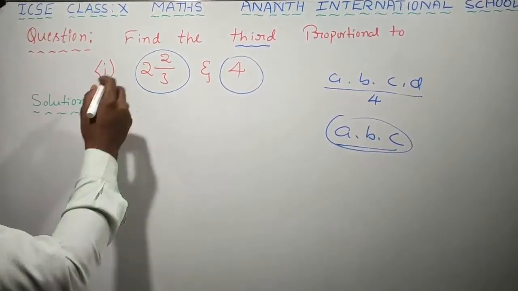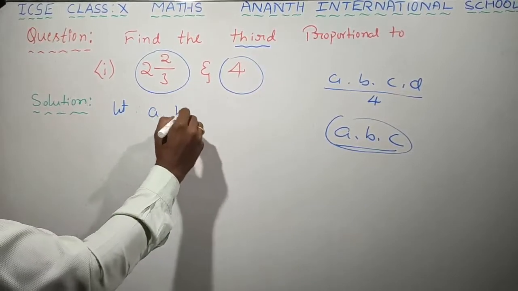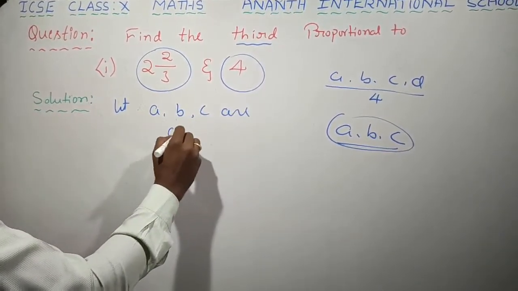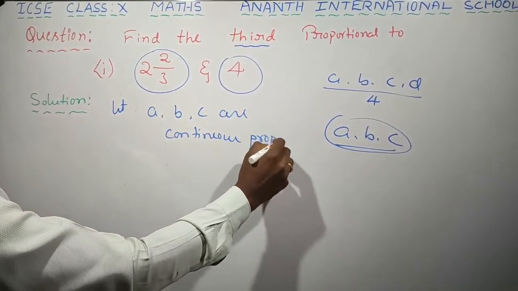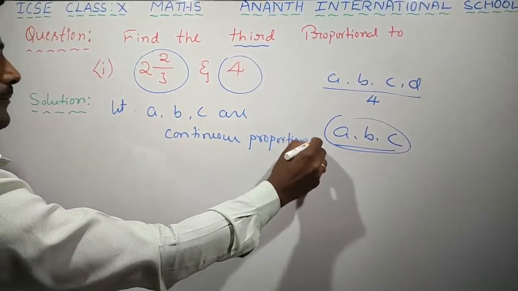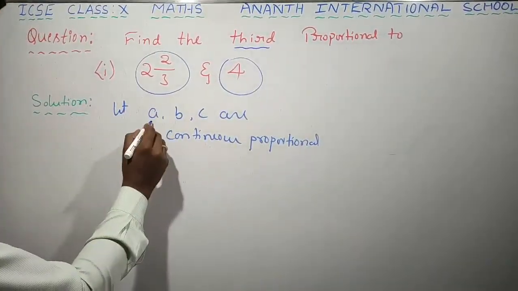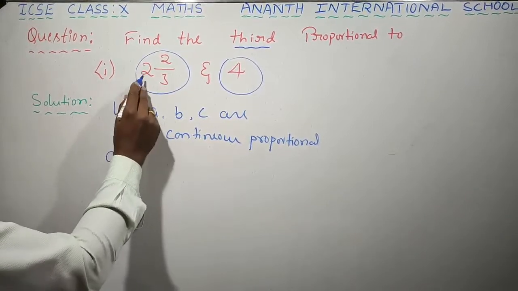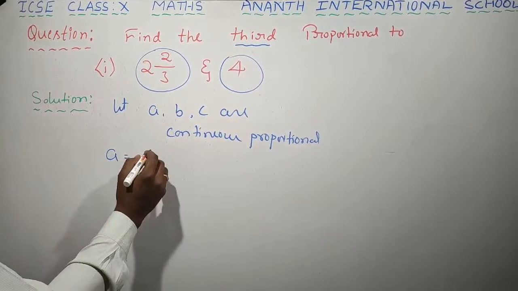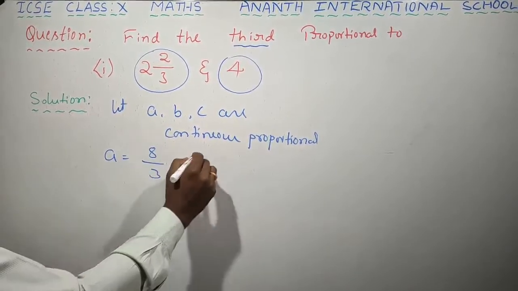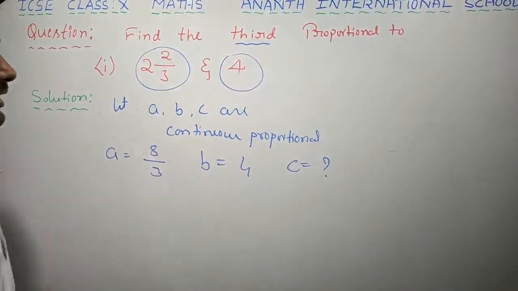Now children, according to that, let A, B, C be continuous proportional. Now you know children. Next, here what is there? First term A is equal to 2 by 3, which I will write down in fraction. 2 3s are 6, 6 plus 2, 8 divided by 3 will come. B is equal to 4. I want the C term children, the third term.